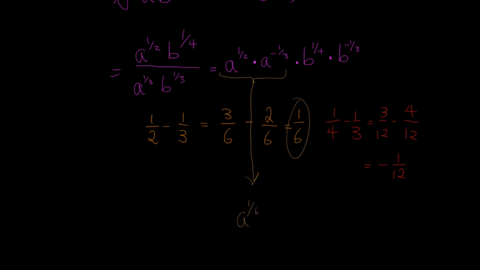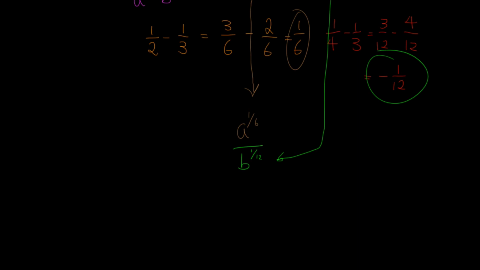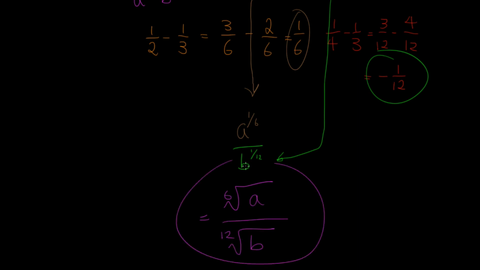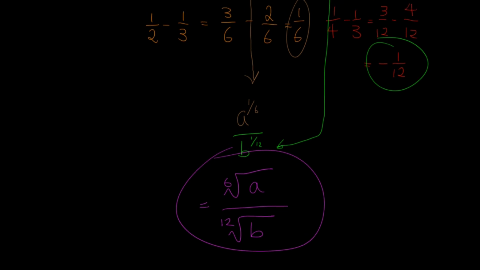and this becomes b to the negative, I'm sorry, I brought it down because it's negative. So when you flip it, the exponent changes. And this can be simplified even further, as the 6th root of a over the 12th root of b, if your teacher or professor or whoever wants it as worked as possible, you can do that.